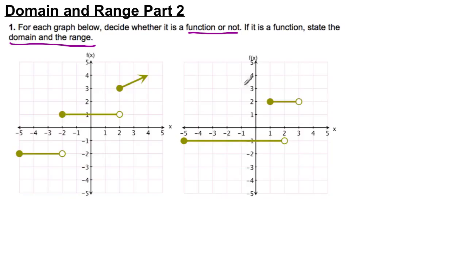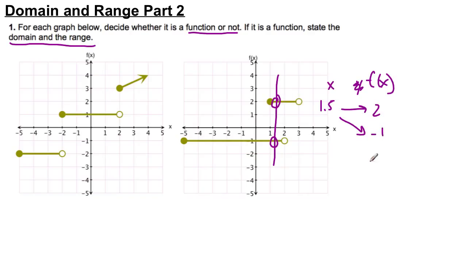Let's start with this one on the right. This one's pretty obviously not a function. Look right here. We have two outputs for one input. So check it out. When x is 1.5, look what f of x is. F of x is 2, so that maps here. And f of x is also -1. So no, it's not a function.